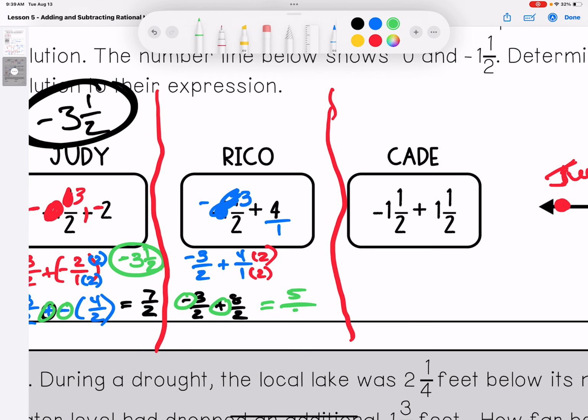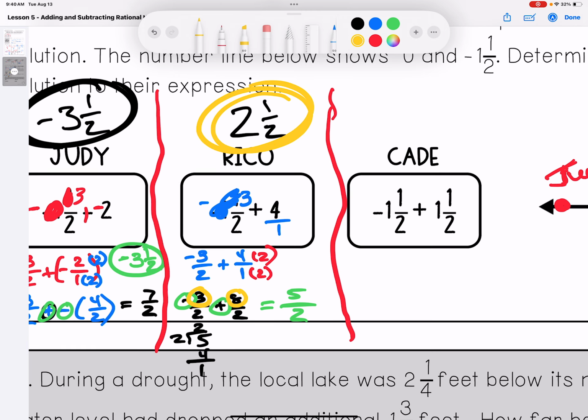Once we have 5 over 2, go ahead and convert it back to a mixed number. So you just go 2 divided by 5, 2, and you get 2.5. Is the answer positive or negative? In yellow right here is where I'm going now. Which one is further from 0 is the best way to say it. The 8 is further from 0, so the positive gets the sign. So the answer for Rico is 2.5.